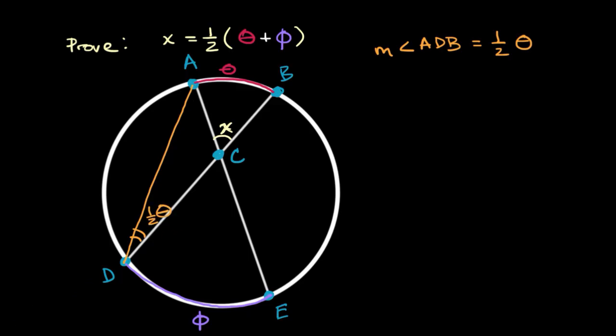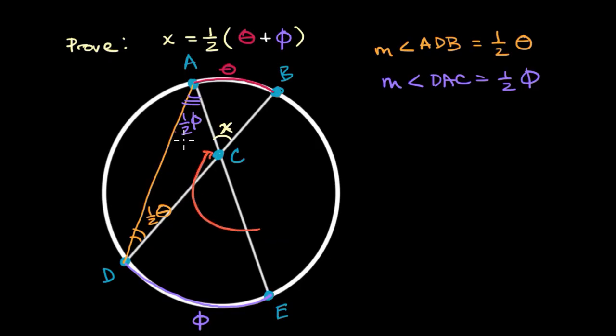And by that same logic, this angle over here is going to be 1/2 of phi. I could write over here, measure of angle DAC is equal to 1/2 of phi. Now, looking for a new color here, what's going to be the measure of this angle right over here?